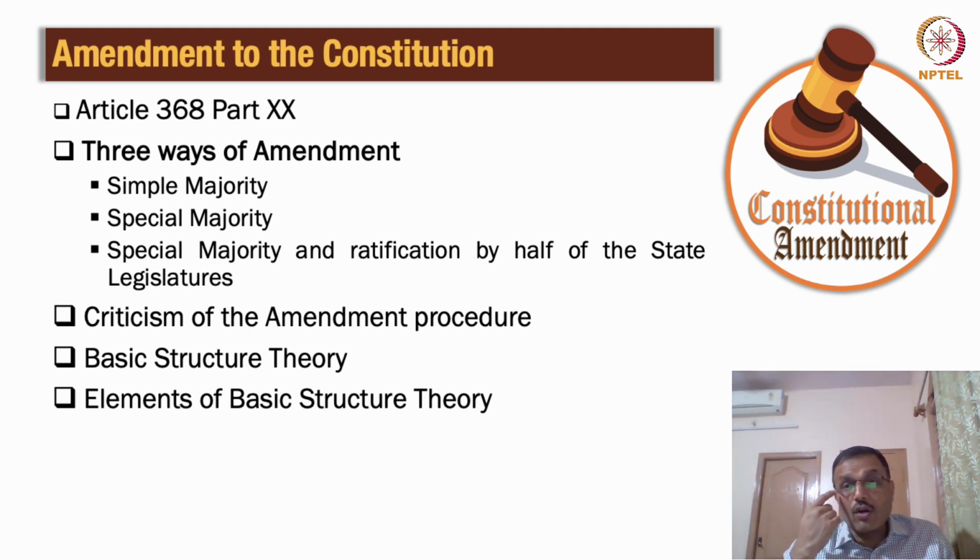Now, when is the special majority and the ratification of half of the state legislatures required? Because you know that there are constitutionally powers granted to the states, and certain provisions in the constitution determine center-state relationship. Hence, unless more than half of the state legislatures have given their consent, the formality of amending the constitution will not be completed.